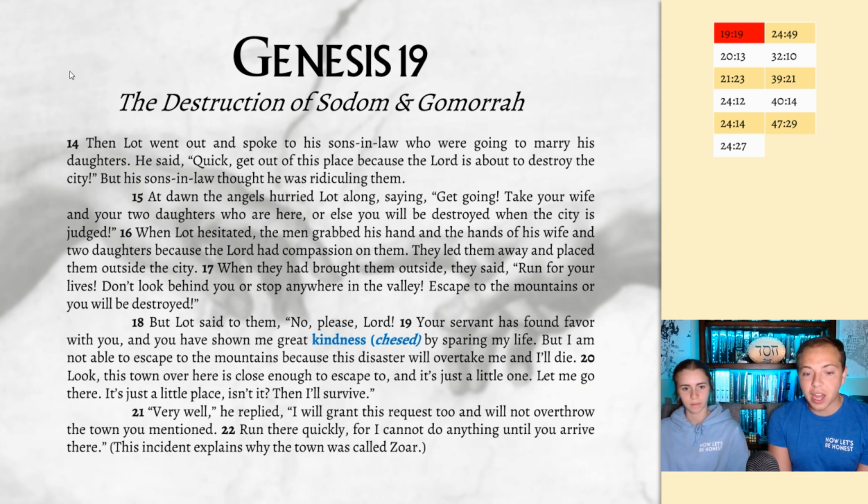But his sons-in-law thought he was ridiculing them. Right at this point, the angels have revealed to Lot, hey, we're going to destroy this place, you need to get out. And Lot seems to take it seriously, and he goes and tells them. But the sons-in-law think he's ridiculing them, which makes you wonder if maybe something strange is going on here.